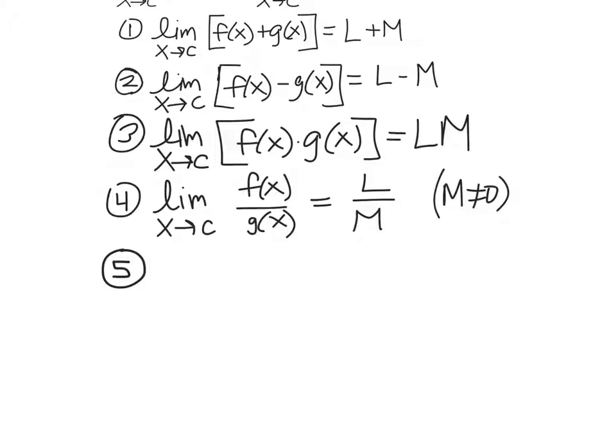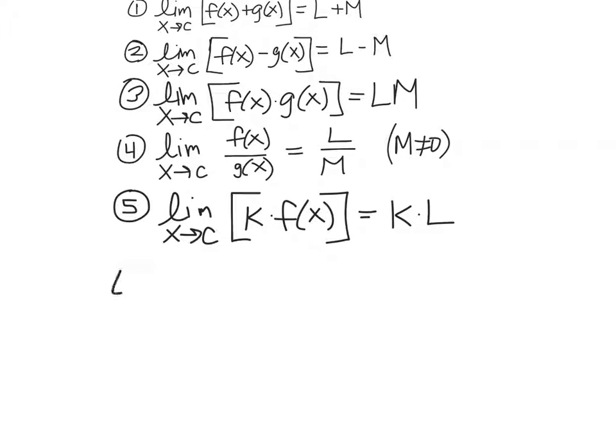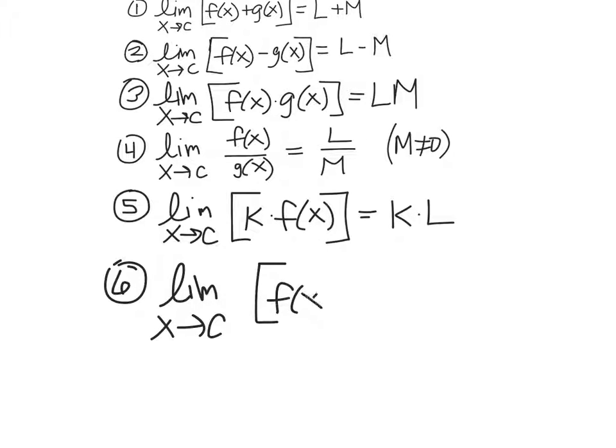All right, number 5. 5 says that you can take the limit as x goes to c for a constant k times f of x. Let's suppose we have a constant times our function. Well, then you could take that constant and move it out, and it just becomes k times L. And then finally, number 6, I'm actually going to add one more because it's important. The limit as x goes to c for f of x raised to a power, let's say the power of r over s. As long as r over s is a real number, then this is just going to be L raised to the r over s.